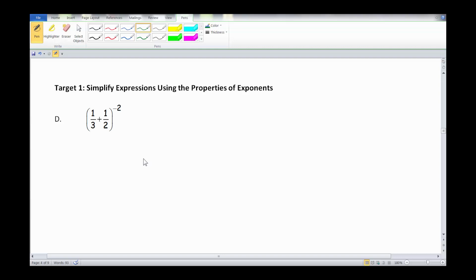Here we are at Chapter 5, Target 1D. We're asked to simplify the following expression using our properties with exponents.